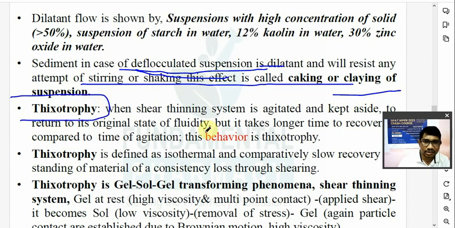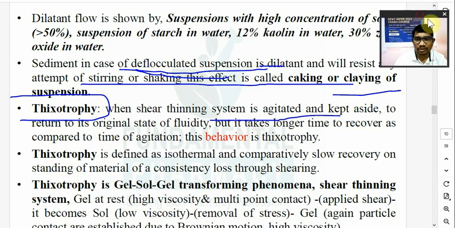When a shear thinning system, meaning a material showing pseudoplastic flow, is agitated, meaning stirred, and kept aside, it returns to its original state, but it will take a long time to recover as compared to the time of agitation. This behavior is known as thixotropy.